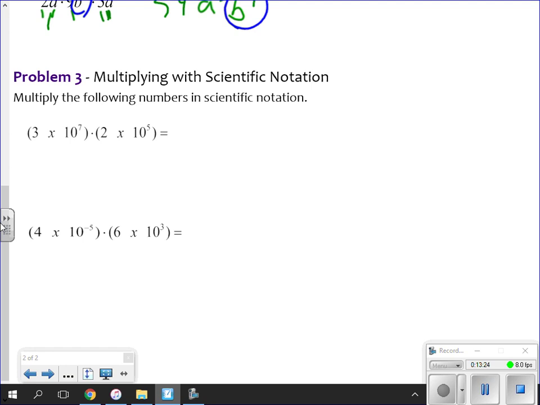It's a shortcut. Because technically, what do I have here? I have a 3 followed by 7 zeros. I have a 2 followed by 5 zeros. Do you really want to multiply that out? 500,000 times 70 million? You don't want to do that by hand.